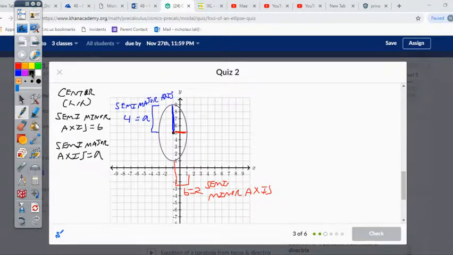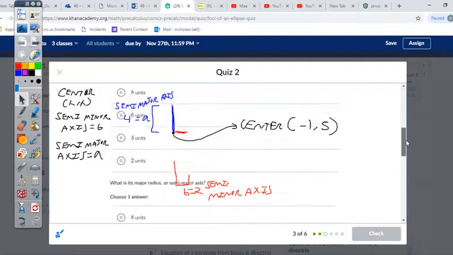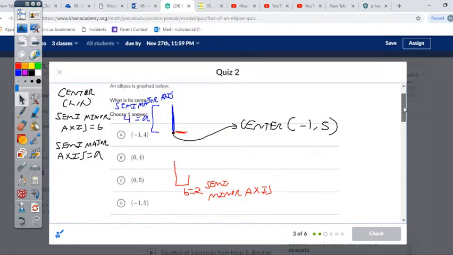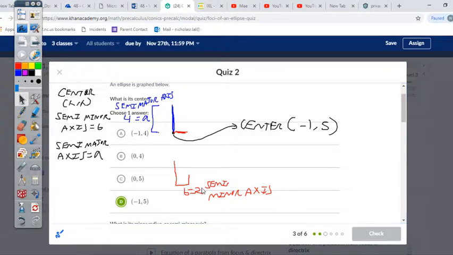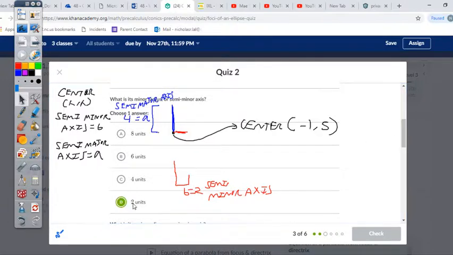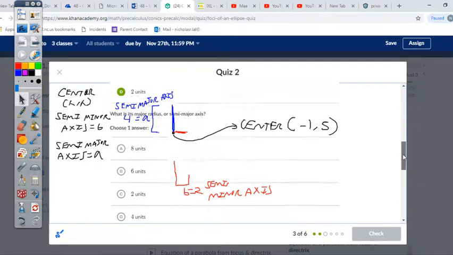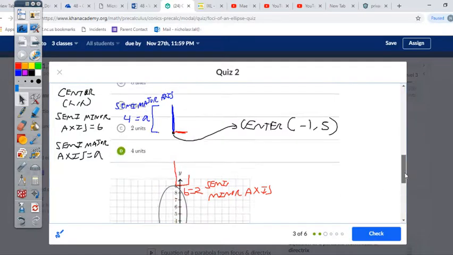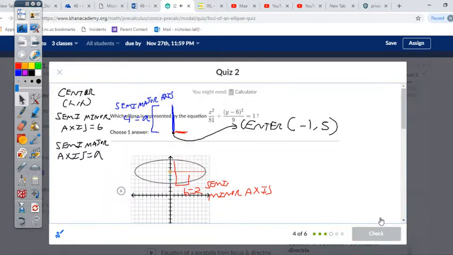And our center is going to be at (-1, 5). All right. From this information, we have a center at (-1, 5). We have a semi-minor axis of 2. We have a semi-major axis of 4. Let's check our answer. Great.